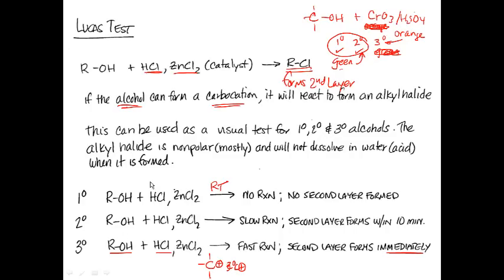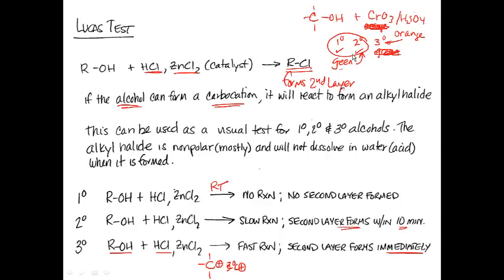How about secondaries? Well, secondaries can form carbocations, it's just going to take a while. So typically with a secondary alcohol, if you see a second layer form within about 10 minutes, we conclude that yes, that is a secondary alcohol. So with these two results from the Lucas test, which is alcohol plus HCl and zinc chloride, primary and secondary alcohols can be very easily differentiated from each other in that reaction.